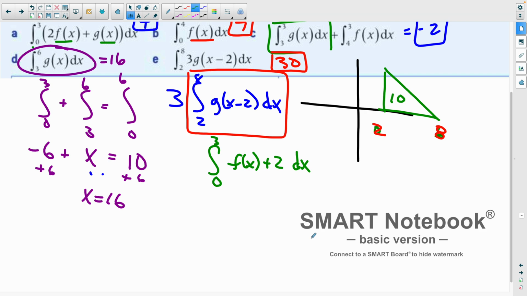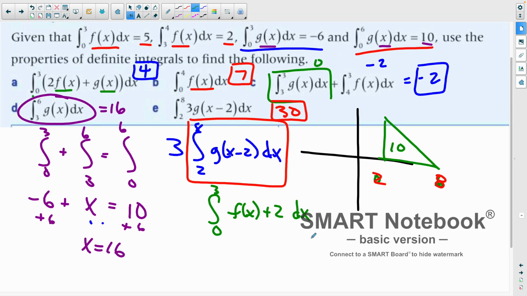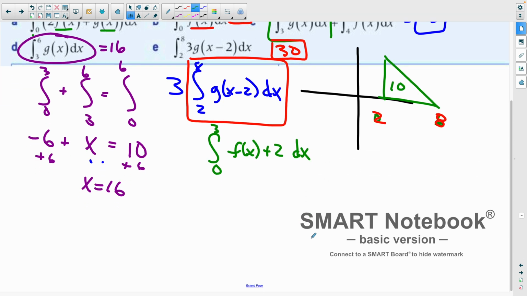Seeing a plus 2. Plus 2, which means what? Up 2. I'm going to move up 2. And I see the 0 to 3, f of x, that matches this. So I know there's going to be a 5 as part of my answer as well. Here's the picture of this one. I like triangles, so I'm going to draw another triangle, sorry. So that's 0 to 3. This is worth 5.